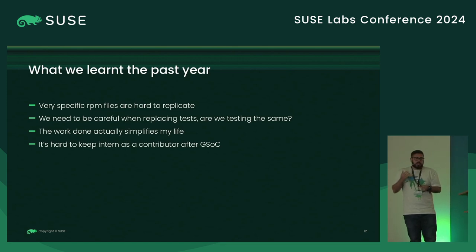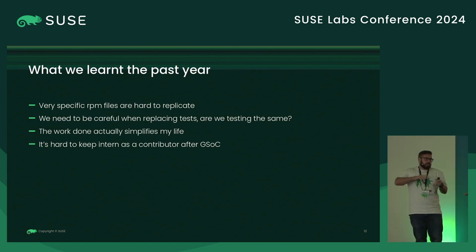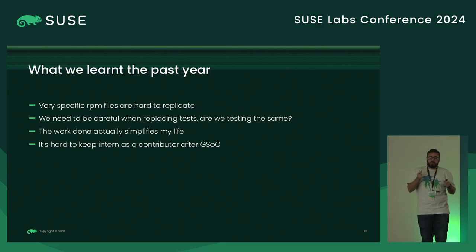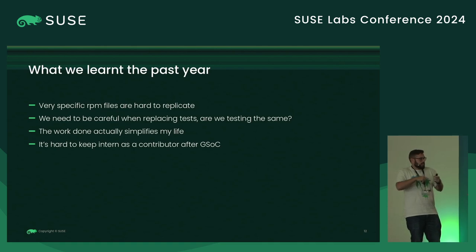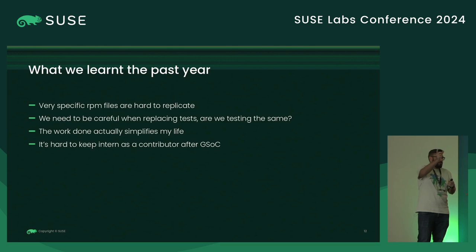It's easy to replicate simple tests where you are checking something in a spec file, or that a file is in a specific place, or if a file is a binary or whatever, because it's easy to place just a file here and do the check. But when there are complex things like specific tags, you need to specify everything.